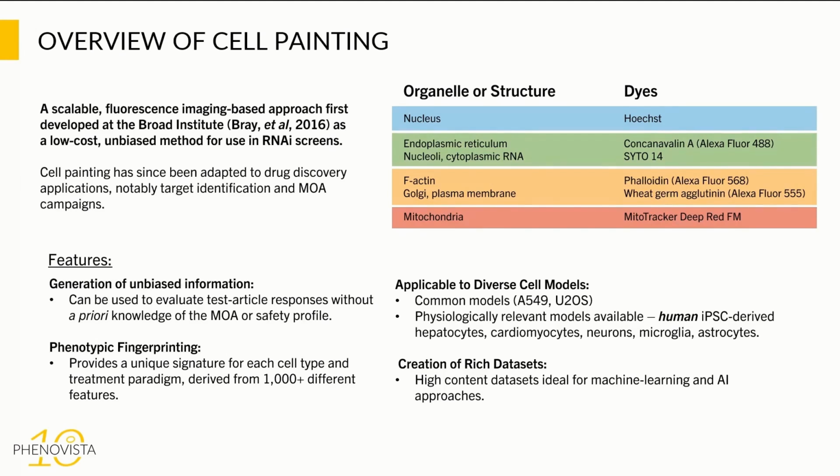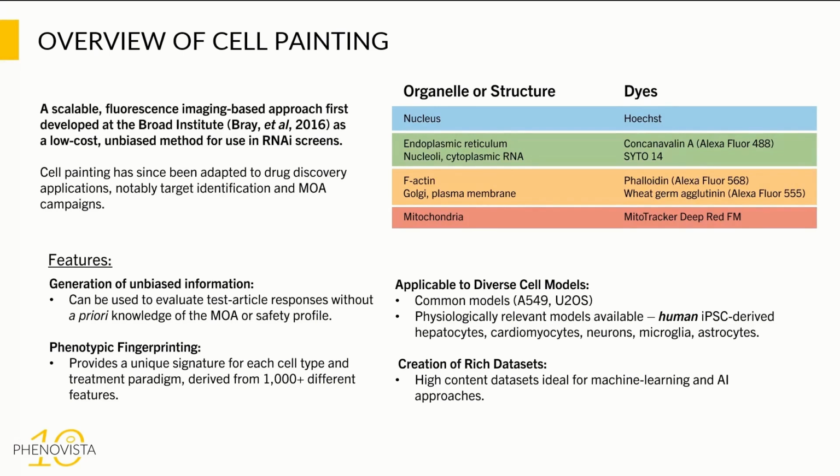It generates really unbiased information in this way, and you don't need to have any prior knowledge of the MOA or the safety profile because of this unbiased nature. Once you treat a certain cell type with a certain compound for a certain amount of time, et cetera, you get a very unique signature, and we can extract over 1,000 features, like 1,000 to 1,500 different phenotypic features, from a specific treatment paradigm. That serves as what we call a phenotypic fingerprint that identifies that cell that has undergone that specific treatment paradigm.